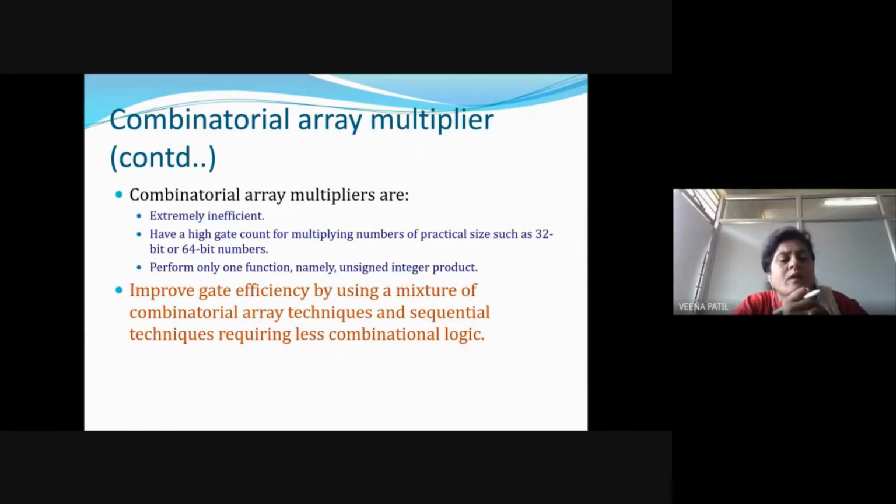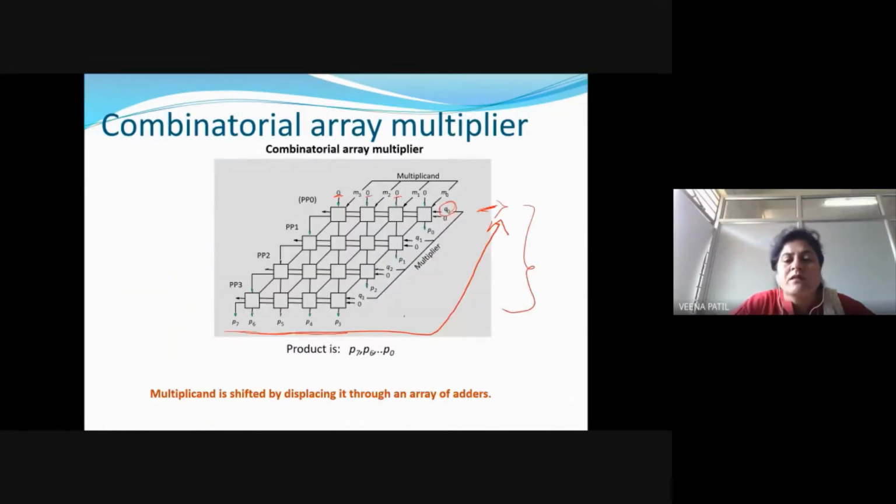Now this circuit is extremely inefficient. Why? Because it has a high gate count for multiplying numbers of practical size, such as 32-bit or 64-bit numbers. As I told you, if I want to perform multiplication, that many multiplication cells I need, equal to the number of bits squared. So it is 4 into 4, so I will be needing 1, 2, 3, 4 into 4. That is 16.